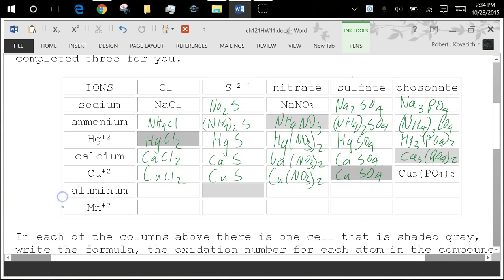All right, so now the aluminum. So since it's in 3A, I have aluminum and it has a +3 charge, so I'm going to need 3 chlorines to go with that. And so AlCl3, Al2S3, and then Al(NO3)3, and then Al2(SO4)3, and then AlPO4.